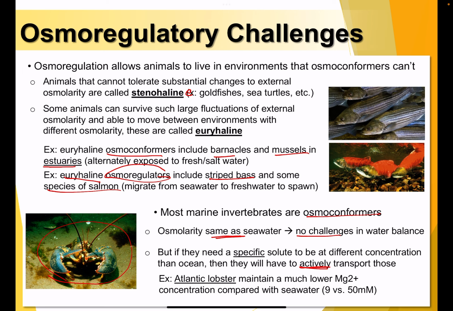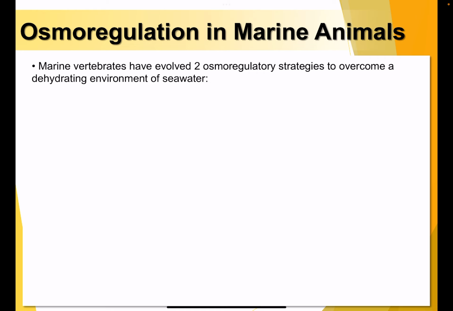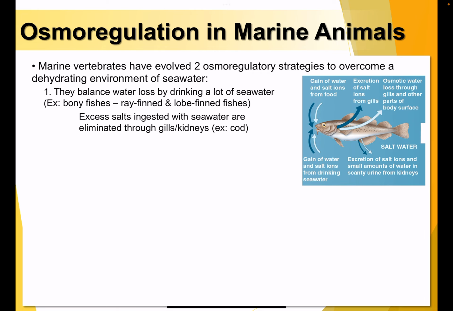That's just one example. So marine vertebrates have evolved two osmoregulatory strategies to overcome the dehydrating environment of seawater. Now we're talking about how those animals are able to survive in such a high salt environment, which is what we're going to talk about in this particular slide. There are two ways. One way is that they balance their water loss by drinking a lot of seawater, literally gulping it down into their body.